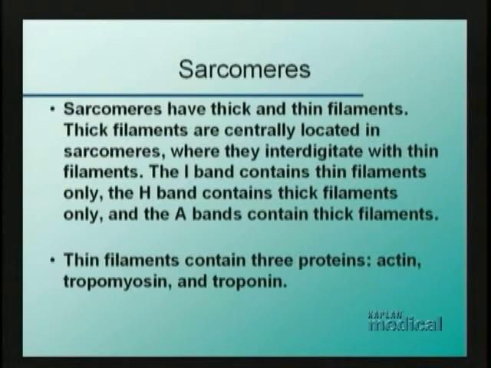Sarcomeres consist of thick and thin filaments that are overlapping. The thick filaments, as we said, are centrally located, basically in the middle of the sarcomere, and they correspond to the A bands. The I bands basically contain the thin filaments of actin. They are attached to the Z line, and the H band corresponds to the area in the middle of the sarcomere between the ends of the actin microfilaments, and basically contains only the central portion of the myosin filaments, respectively.